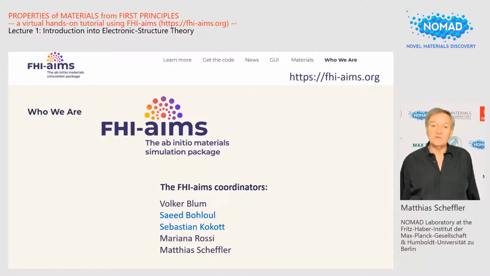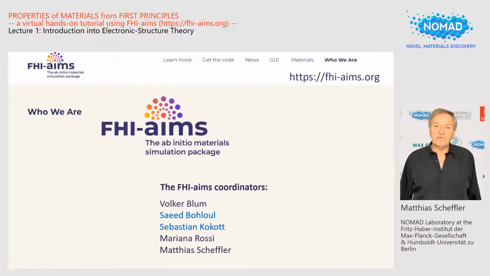FHI-aims is distributed by the association MS1P, Materials Simulation from First Principles. This association has charity non-profit status, which implies that the members of the association, that is the people noted here in black, will not get any money. All the income for FHI-aims goes into the maintenance of the infrastructure, code developments and running events like this workshop.